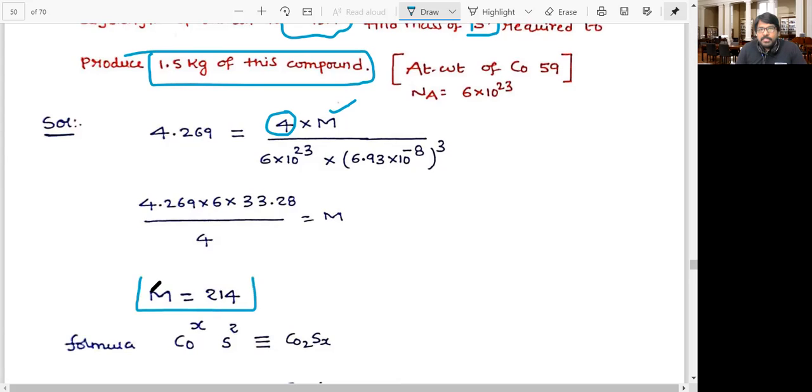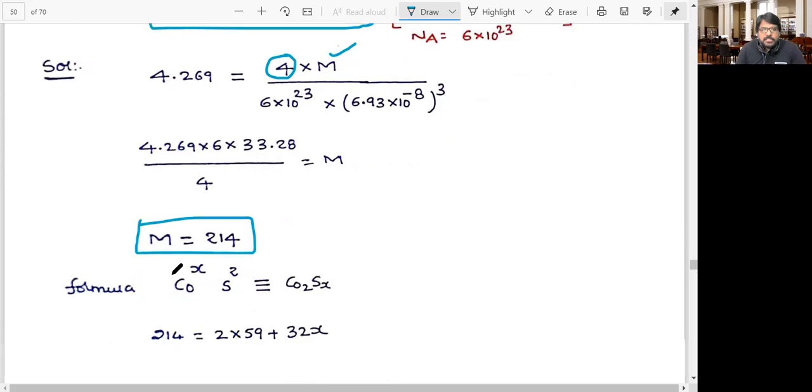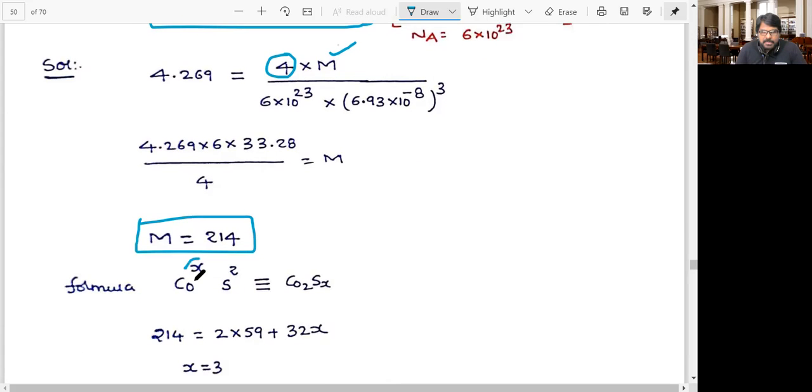What is the formula weight you are getting? 214. Do you know the valency or oxidation state of cobalt here? No, in fact, that's what I'm going to find. So the oxidation state or valency of cobalt, I'm taking as X. In sulfide, when sulfur combines with metals, mostly it is -2. So here sulfide is -2, I mean valency is 2. If you apply the crisscross rule, you get the formula. What is the formula? Co2Sx.